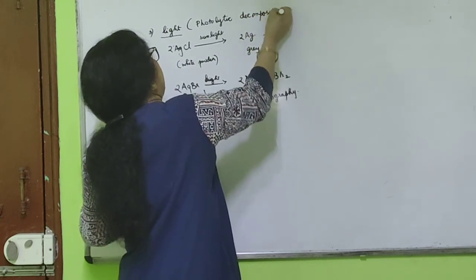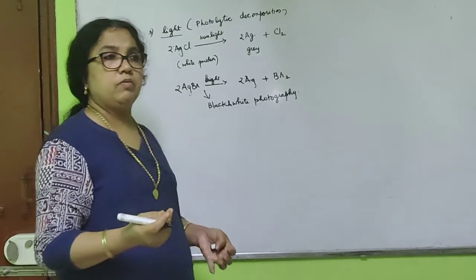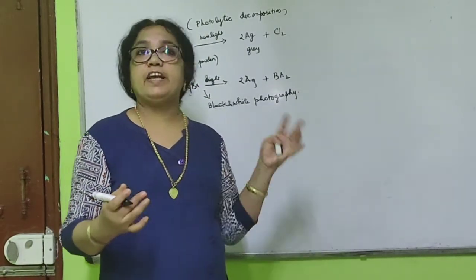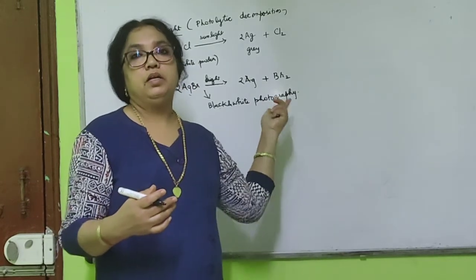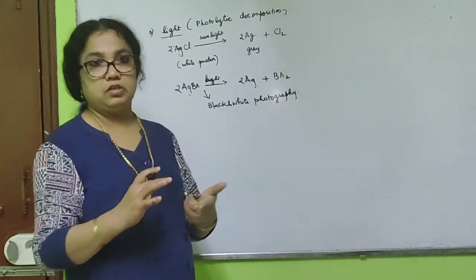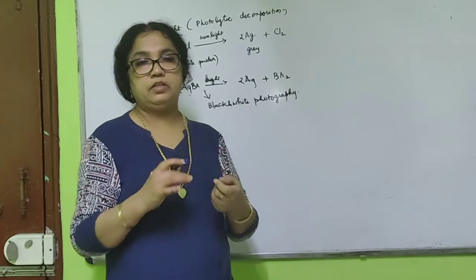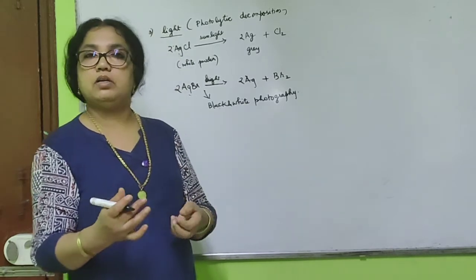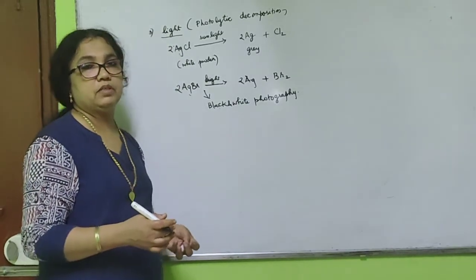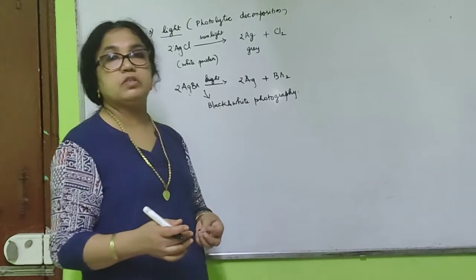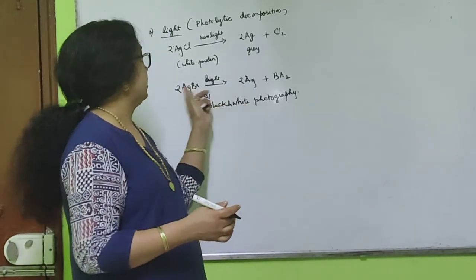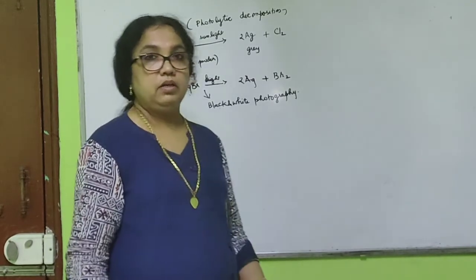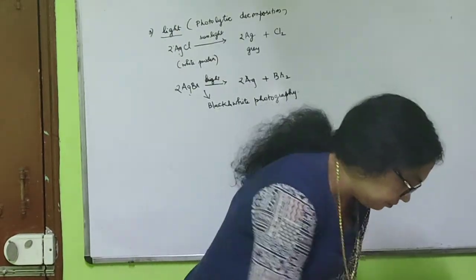So you can be asked: what is a decomposition reaction? Which types of energy are used? Write examples for each type of energy: first for heat, then for electricity, then for sunlight or simple light. In the olden days, photographs were taken using these reactions, black and white. These are all about decomposition reactions.